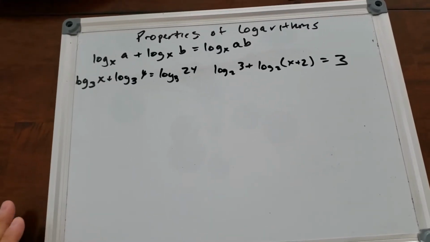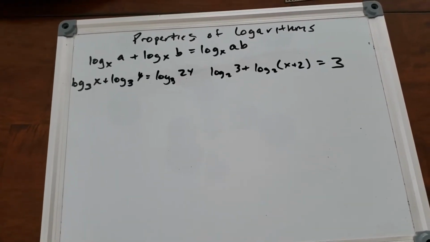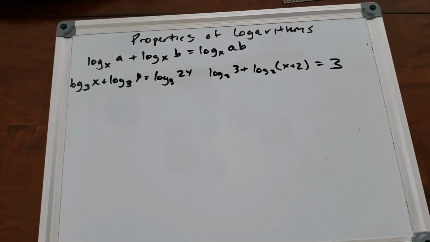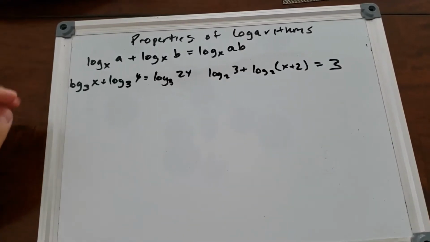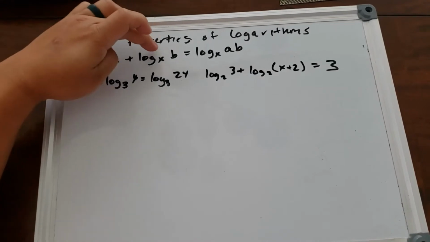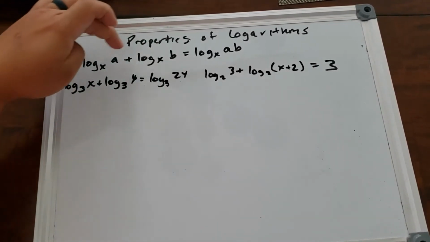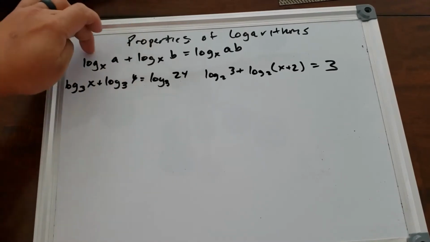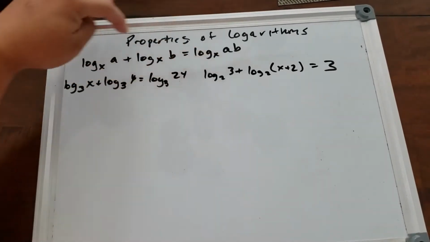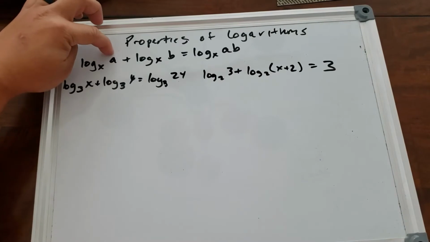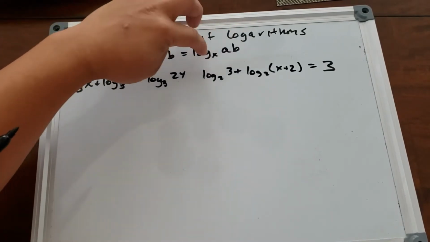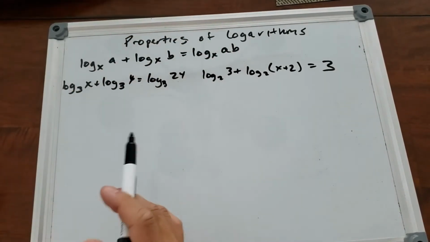Okay, so what we're going to be doing today is solving using properties of logarithms. The first property we're going to talk about is, what happens if we have two logs with the same base with a plus sign in between? There's a rule in math that says if you have a plus sign in between two logs with the same base, you can combine them by taking whatever's on the inside of each and multiplying, and then you can write them as one log. And that's going to help us.